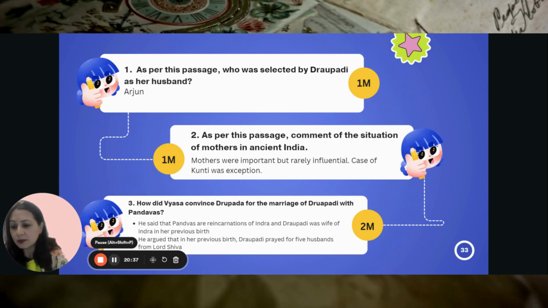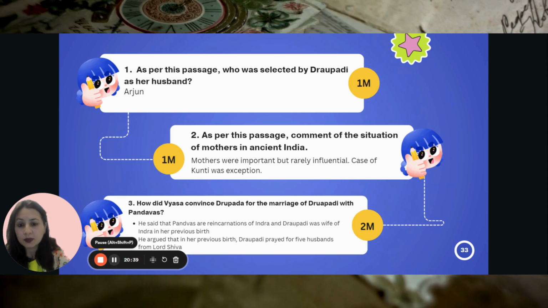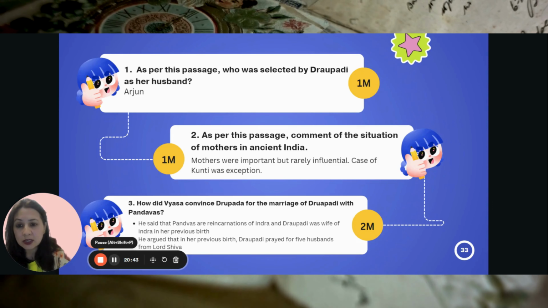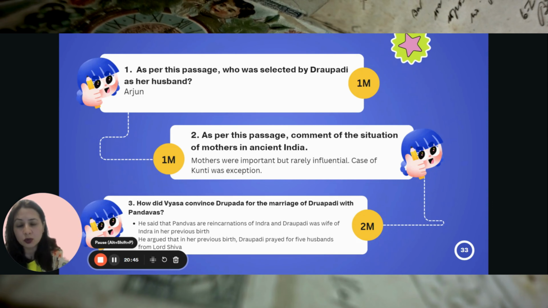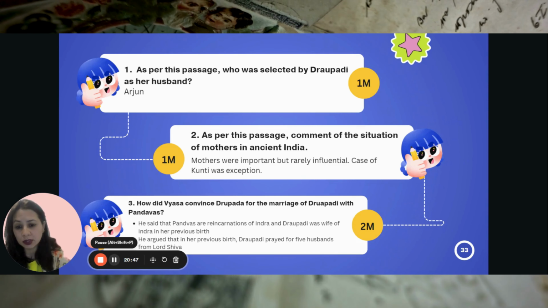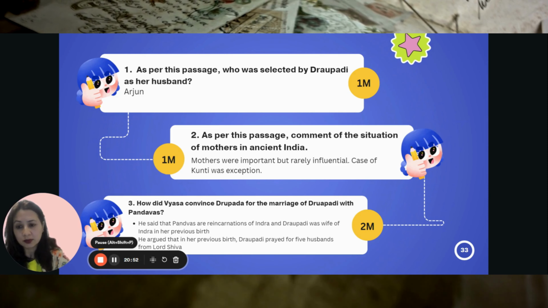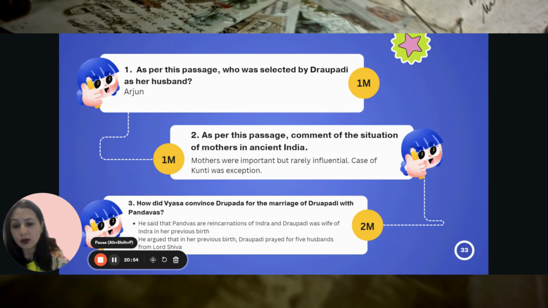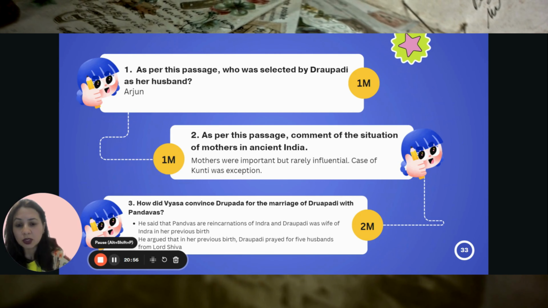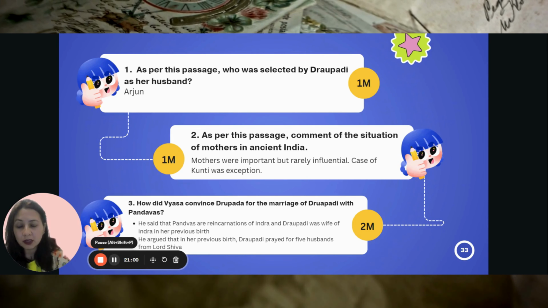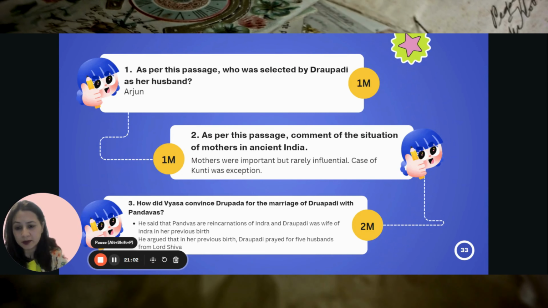Mothers were important, but they were rarely influential. The case of Kunti was an exception. Now, why is it saying so? Because when Draupadi, along with Arjun, came to Kunti, Kunti, without looking back, told Arjun that you should divide whatever you have brought. It was not a commodity, but it was Draupadi. This made Draupadi marry all five Pandavas.